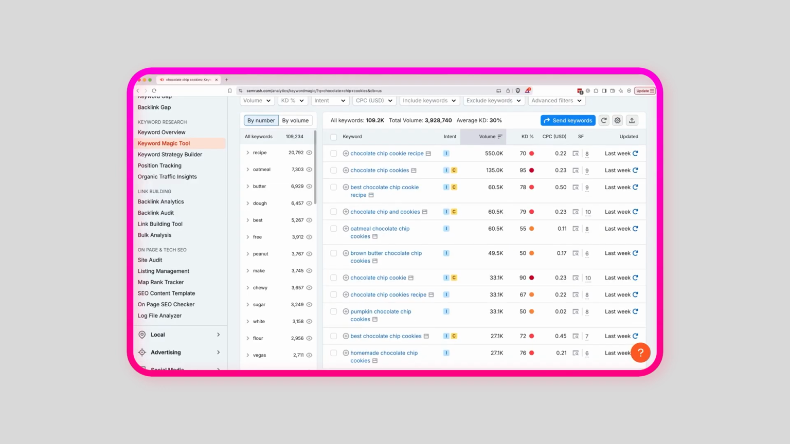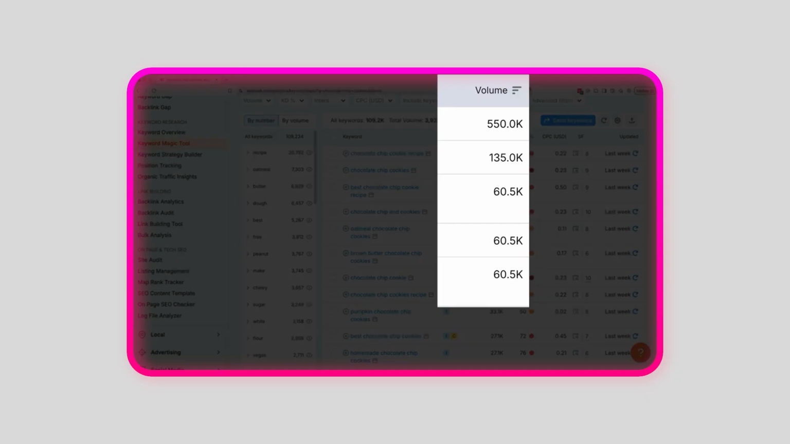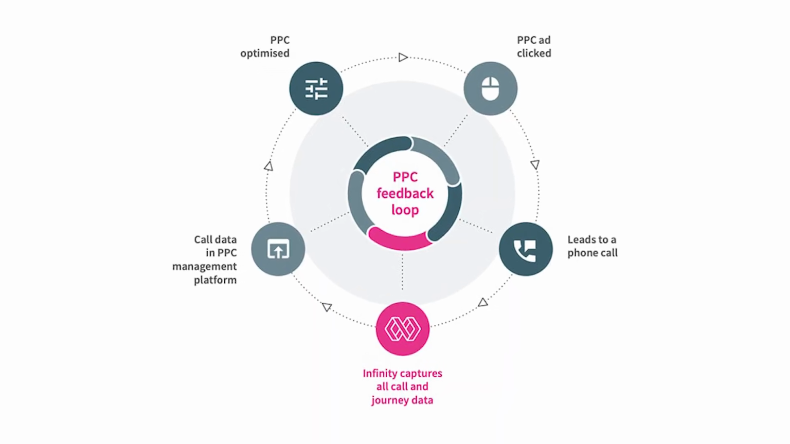Even if the leads are coming in, how do you know if they are actually turning into money? If you only look at the Google Ads dashboard, you're only seeing half the truth. To see the whole picture, we have to look at the feedback loop.